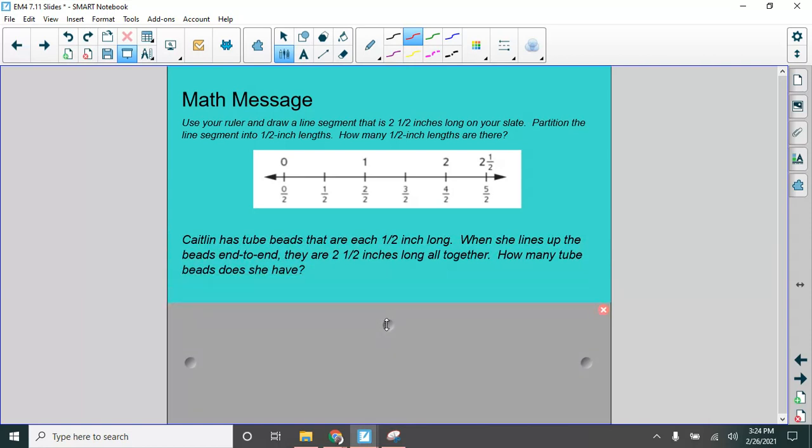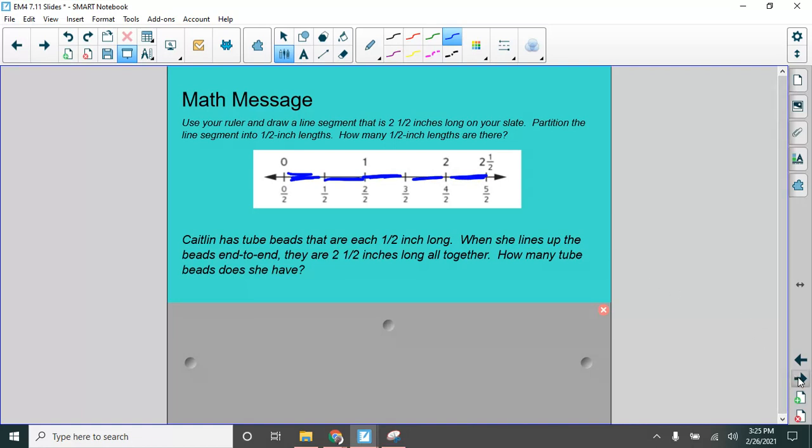Let's think about this word problem. Caitlin has tube beads. So little beads, you can make like a necklace out of them, that are each 1/2 inch long. When she lines up the beads end to end, they are 2 1/2 inches long altogether. How many tube beads does she have? What do you think? She has 5, right? And why? Because there are 5 sections. It's like these are her beads. 2, 3, 4, 5. See how that works?